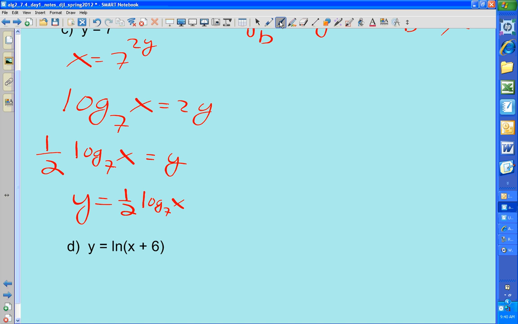Well, in this equation, the parent graph is y equals log base 7 of x. The vertical stretch factor is 1/2. The translation vector is 0, 0, and there's no horizontal stretching. We'll get to that in a moment. Let's see if we can do the inverse for D.